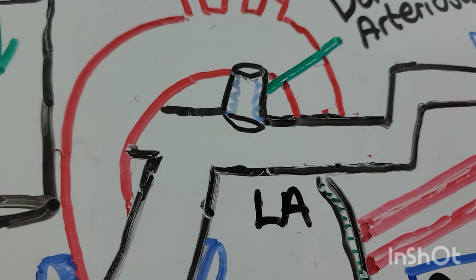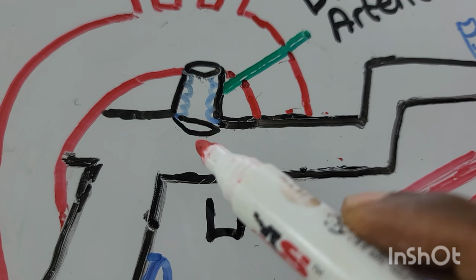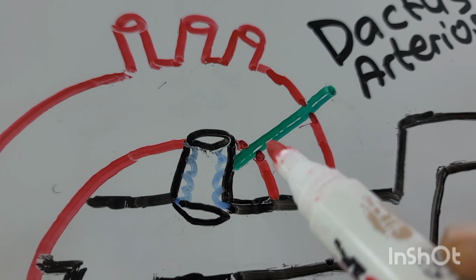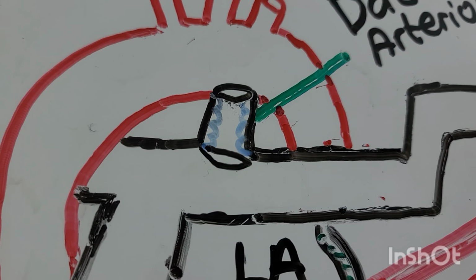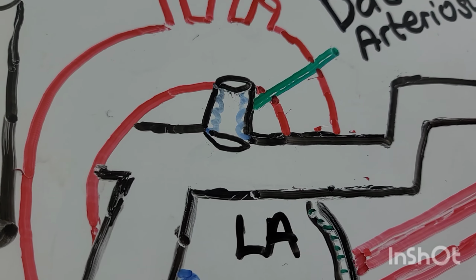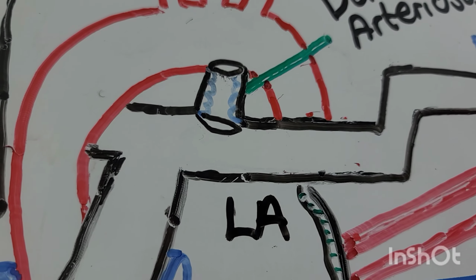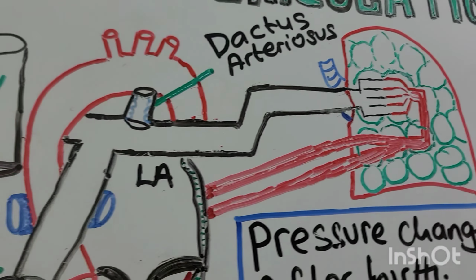But because this blood cannot go to the lungs, it takes this beautiful shortcut, and we call this shortcut the ductus arteriosus, which connects the pulmonary arteries directly to the aorta. And we said that the reason for that is because we don't want blood to go to the lungs, because during fetal life the lungs are not functional.